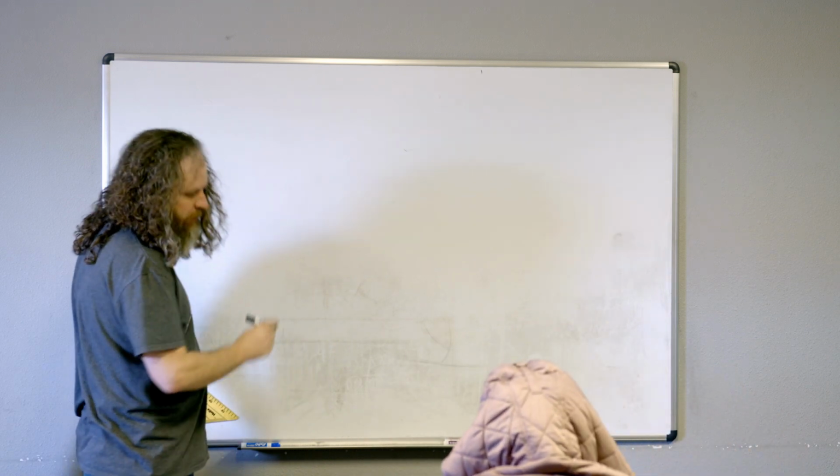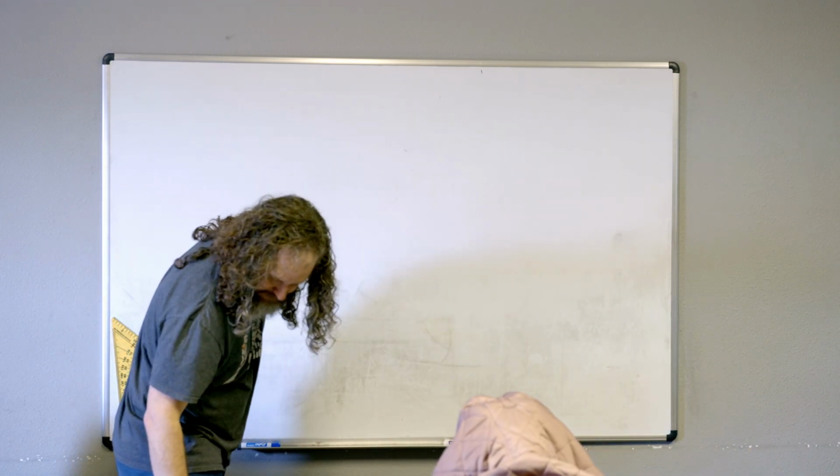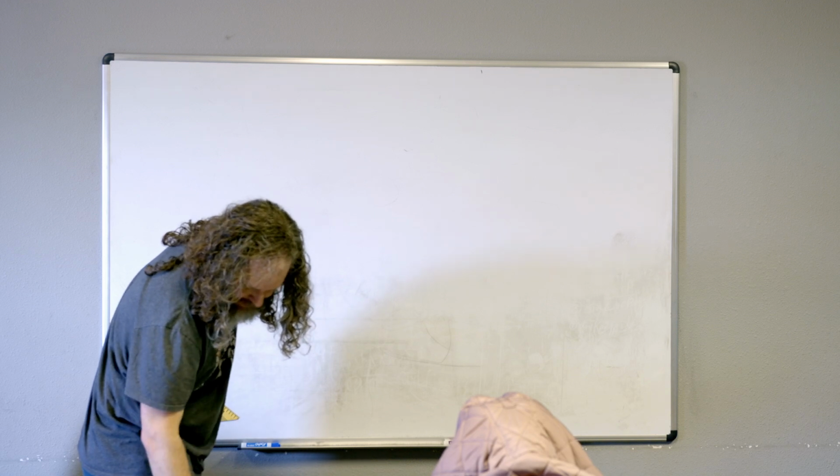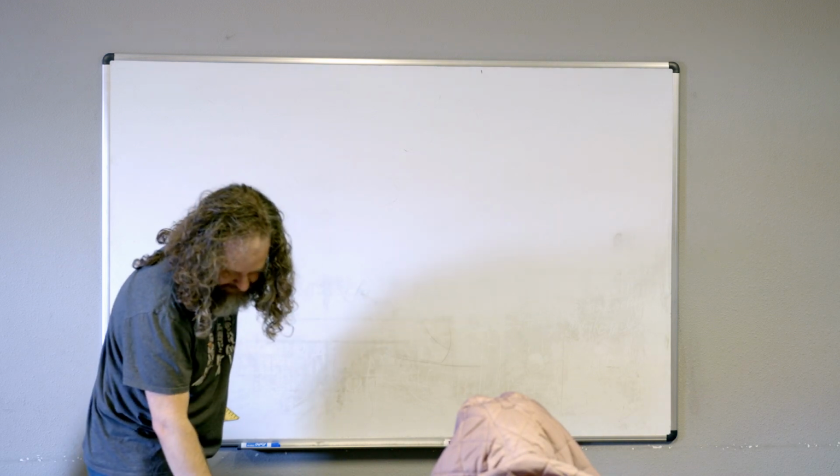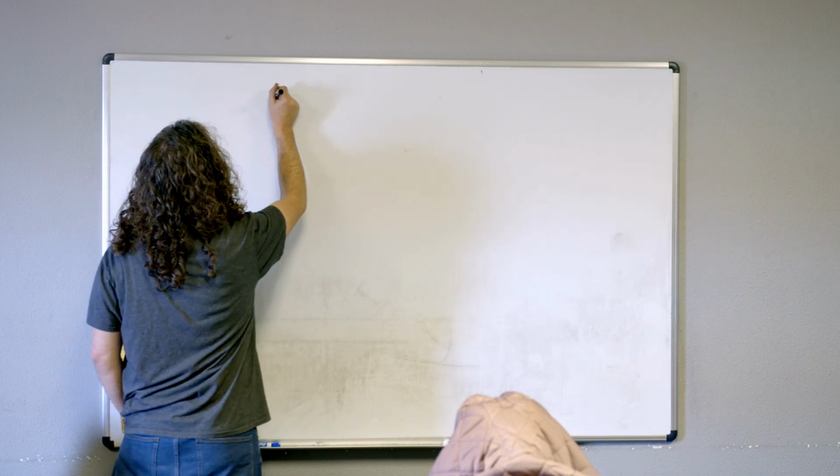Sine, cosine over. Actually, let's not do that one. Let's actually do one of the GPs this time. Let's do the uglier one. Cosecant x.